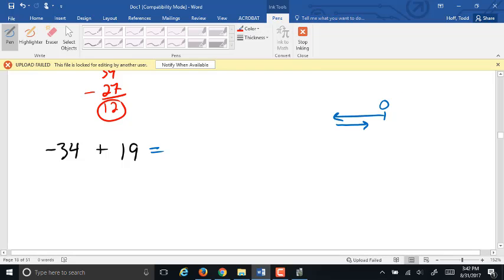That tells me again, this one stops on the negative side of 0, so my answer is negative. The vectors go in opposite directions again, so that means they work against each other. So it's the difference in the magnitudes. The magnitude of the negative 34 is 34. Magnitude of the 19 is 19. Subtracting gives me 15. That result is a negative 15.